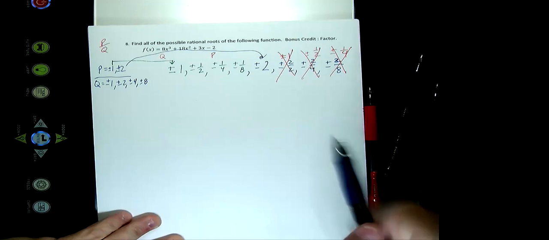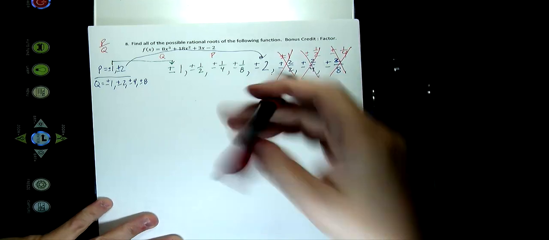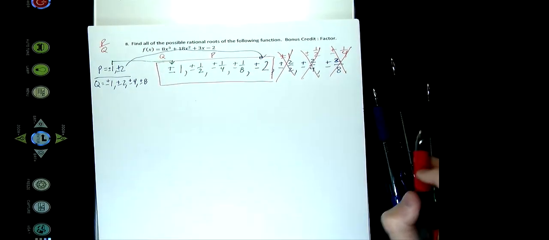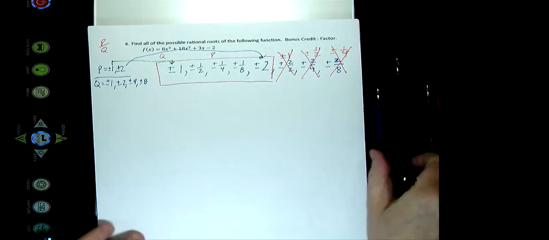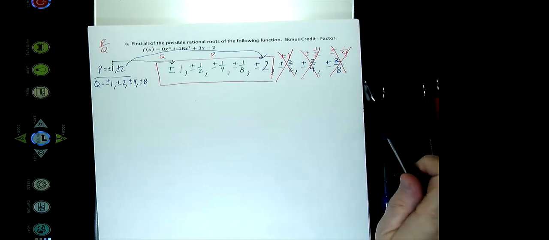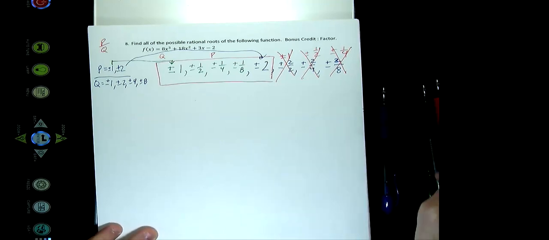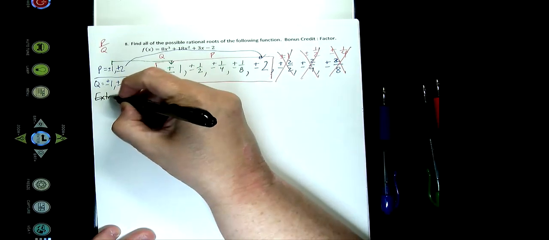This answers the question. All possible rational roots are those. But that's not why I gave you a full page. For the ambitious folk, the ones that want extra credit on the final, let's do the extra credit, the bonus.